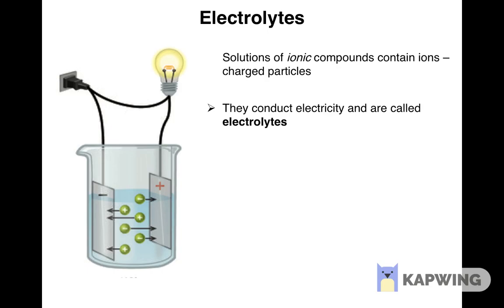While it is not practical for household applications, the ability of ionic solutions to conduct electricity is used in some industrial processes, such as electroplating, the deposition of thin metal layers on surfaces of other metals, either for decorative purposes or to prevent corrosion. Because of their ability to conduct electricity, aqueous solutions of ionic compounds are also called electrolytes.